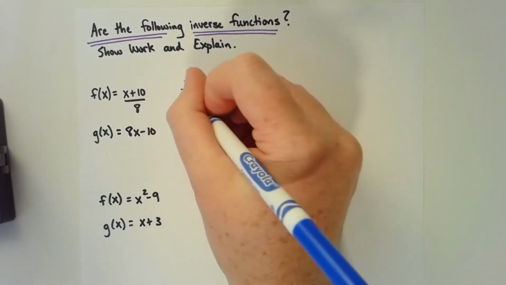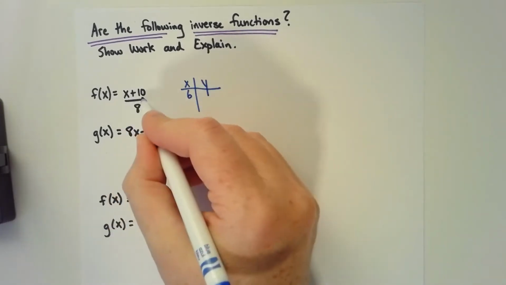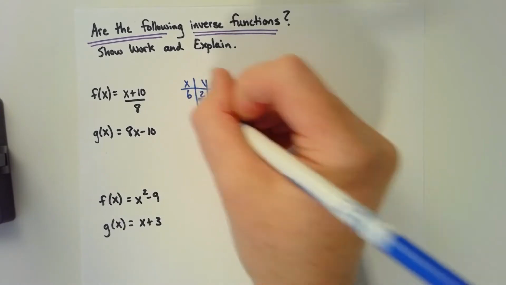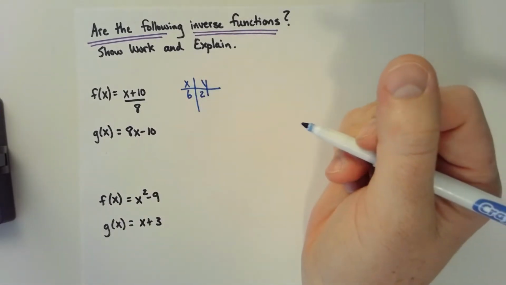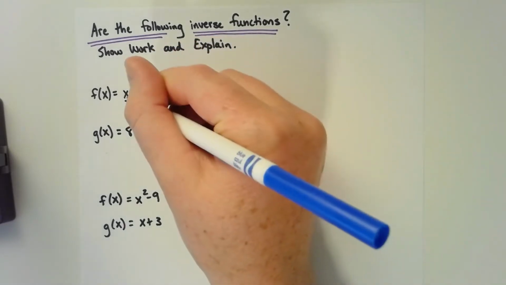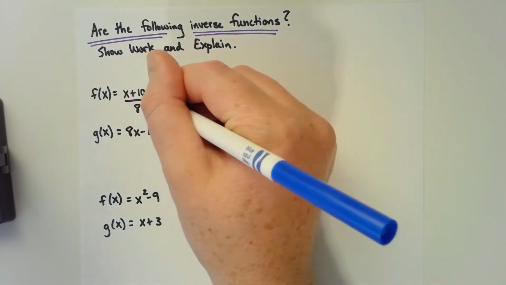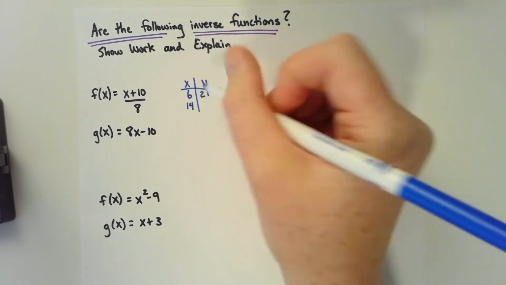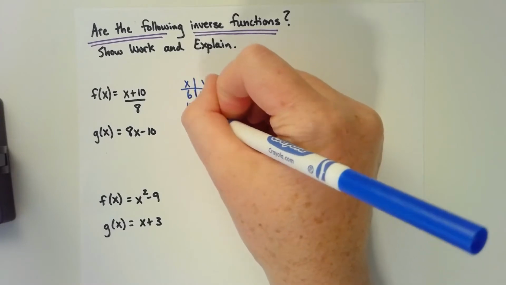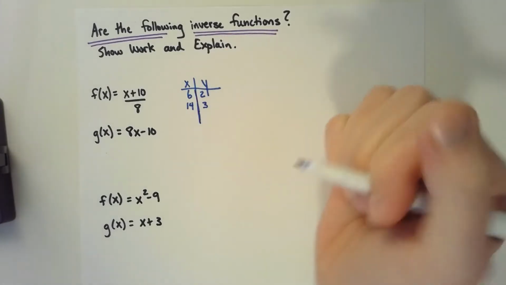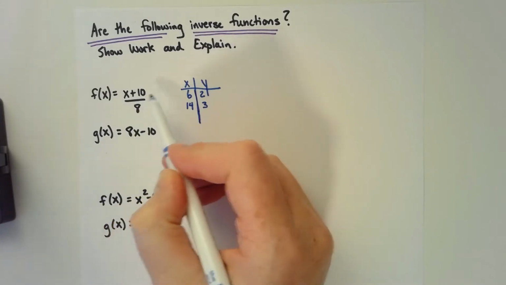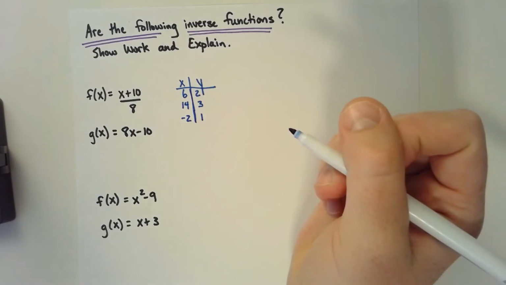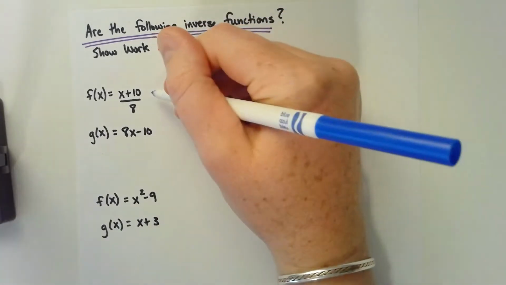So I'm going to pick 6 because I know that 6 plus 10 would be 16, and 16 divided by 8 would be easy to calculate, which would just be 2. Then I'm going to choose, let's say, 14, because 14 plus 10 would be 24, and 24 divided by 8 would give me 3. Then let's pick one more, like negative 2, because negative 2 plus 10 would be 8, and then 8 divided by 8 would give me 1. So I've chosen these values, and they fit with f of x.